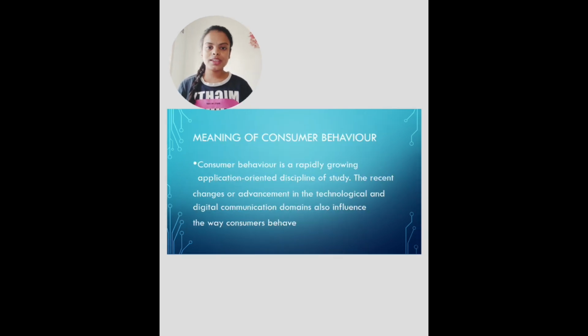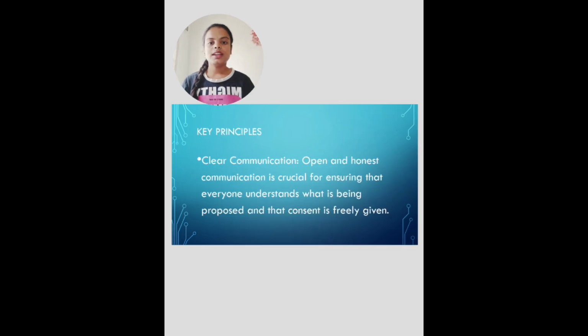Consumer behavior is a rapidly growing and application-oriented interdisciplinary study, and recent advancements in technological and digital communication domains are also influencing the way of consumer behavior. So this is the meaning of consumer behavior. Let's come to the key principles of consumer behavior.